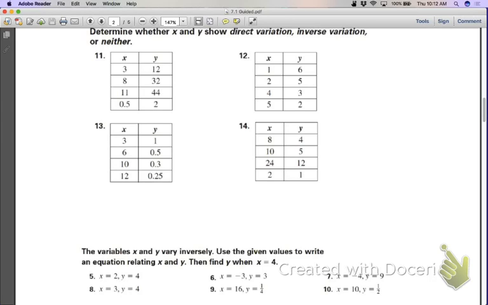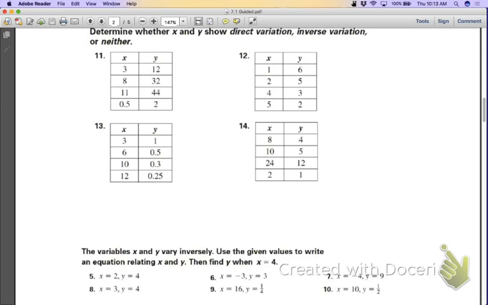With the table, as far as checking to see if it's direct variation, is the slope going to be the same? Like is 12 over 3 the same thing as 32 over 8, which is the same thing as 44 over 11, which is the same thing as 2 over 1/2? Okay, does that work? Or thinking about it this way, if I would go back to 0, can I get back to 0, 0?